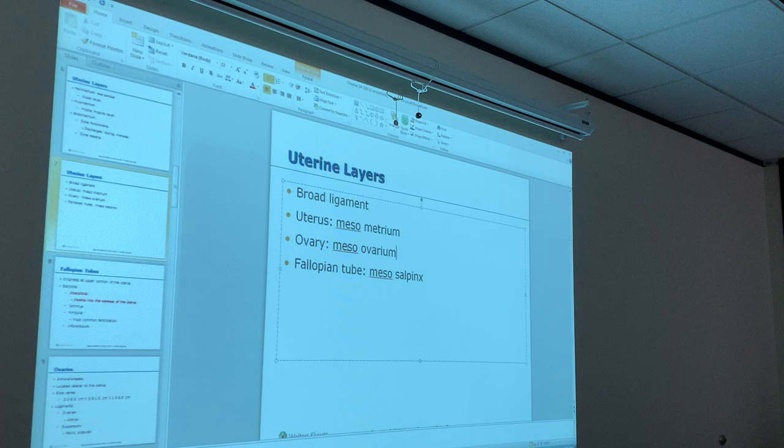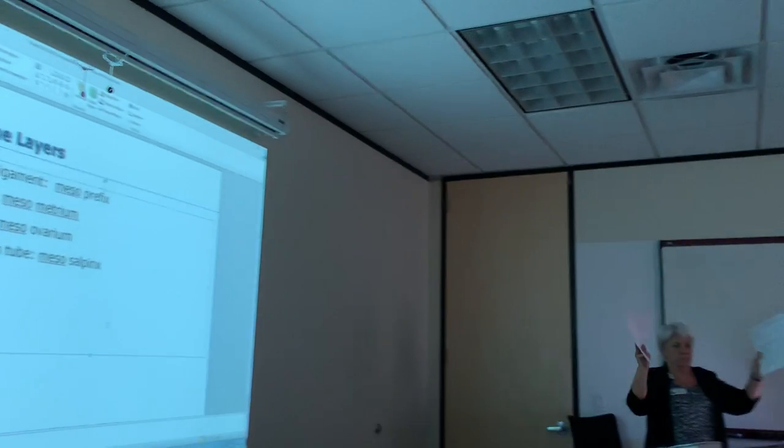So anytime you talk about the broad ligament, the prefix is meso. That's the easiest way to remember. Meso prefix. Is that a prefix, right? Yep. Okay. So all these are ligaments? These are not ligaments. They are just under the broad ligament. No. Layers. Anterior broad ligament, posterior ligament.